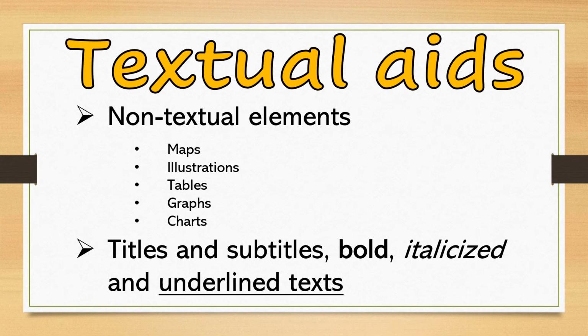Textual aids refers to non-textual elements that help readers understand the content of the text. Non-textual elements include illustrations, maps, tables, graphs, and charts. They also refer to elements that stand out from the main text, such as titles and subtitles, bold, italicized, and underlined text.